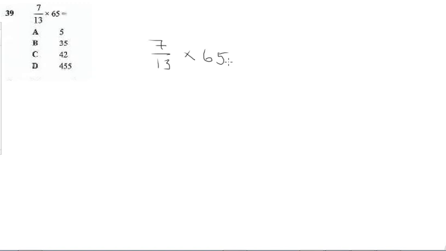So if you can recall, in one of the videos we said any whole number is the same as that number over 1. So any whole number is the same as that number over 1. And any number over 1 is simply the same as a whole number. So when you have 65, this is the same as 7 over 13 multiplied by 65 over 1. Okay? Is it easier now?